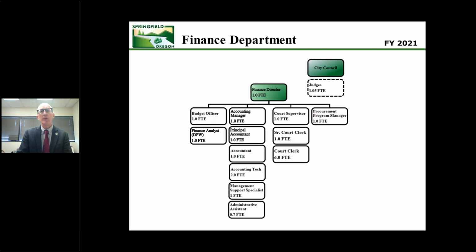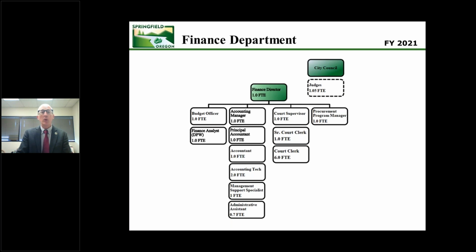I'm going to skip over court for a moment and go to procurement. This is a single FTE division and is responsible for oversight of the city's decentralized procurement activities, essentially making sure that we're compliant with all federal, state, and local laws, regulations, and ordinances.